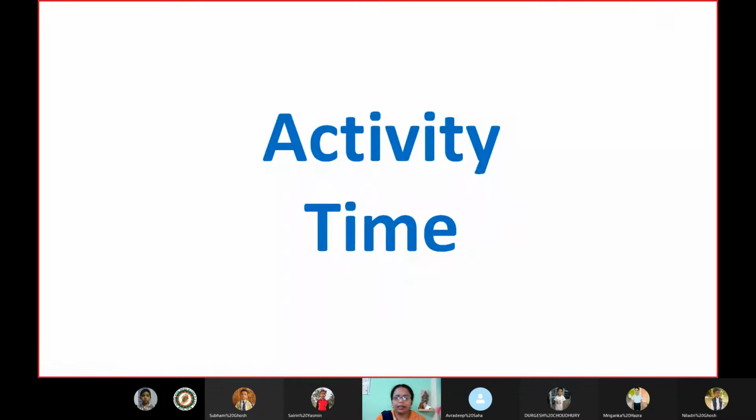In this activity time, I'm going to show you some pictures and you are going to identify which body part has been used to do the activity. Okay, so let's start.